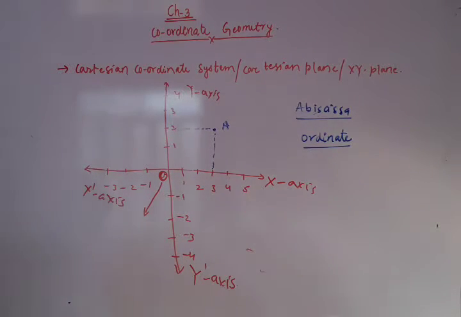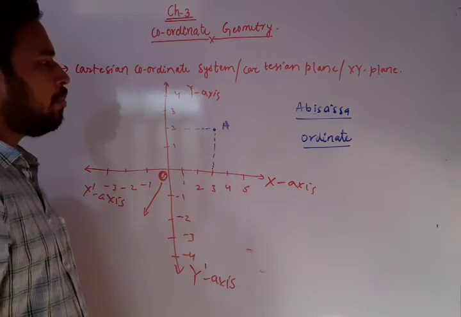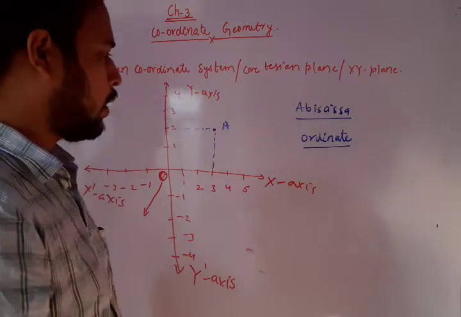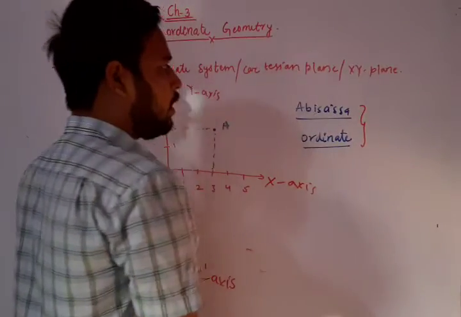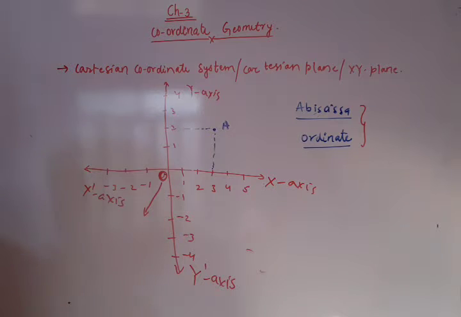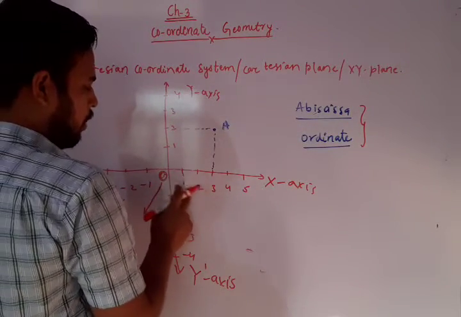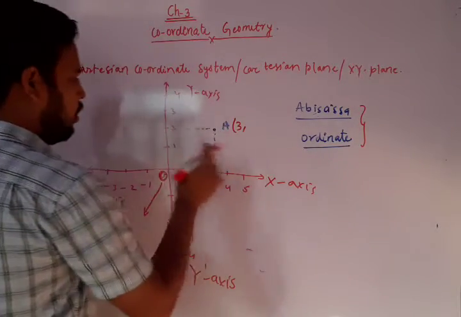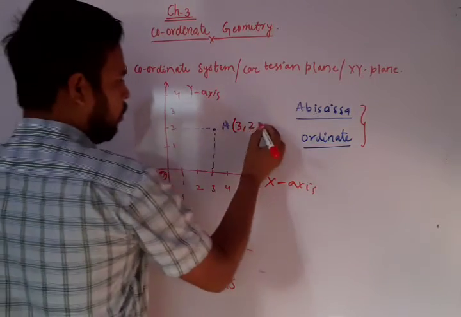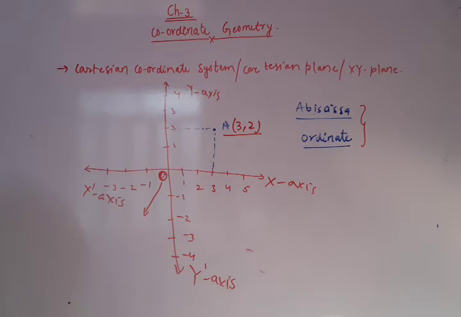Whenever we have to give coordinates, the combination of abscissa and ordinate is known as the coordinate. When you combine both abscissa and ordinate, it gives you the coordinate of a given point. Now abscissa is the x coordinate. See, from here what will be the value of x? 1, 2, 3. So it is 3, and the ordinate will be 2. So what is the coordinate of A? Coordinate of A is (3, 2).